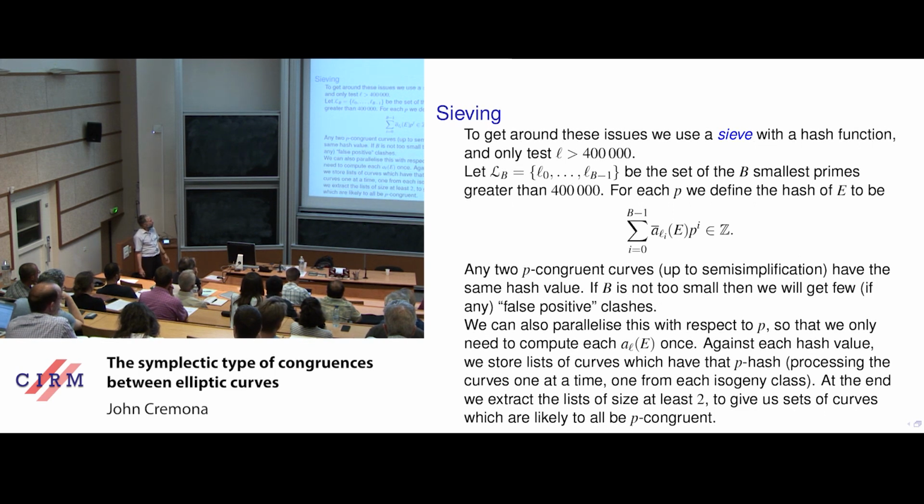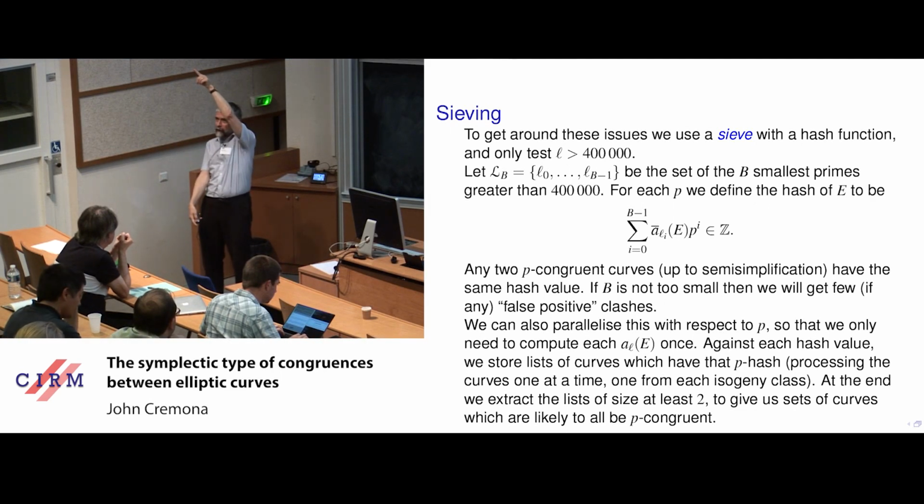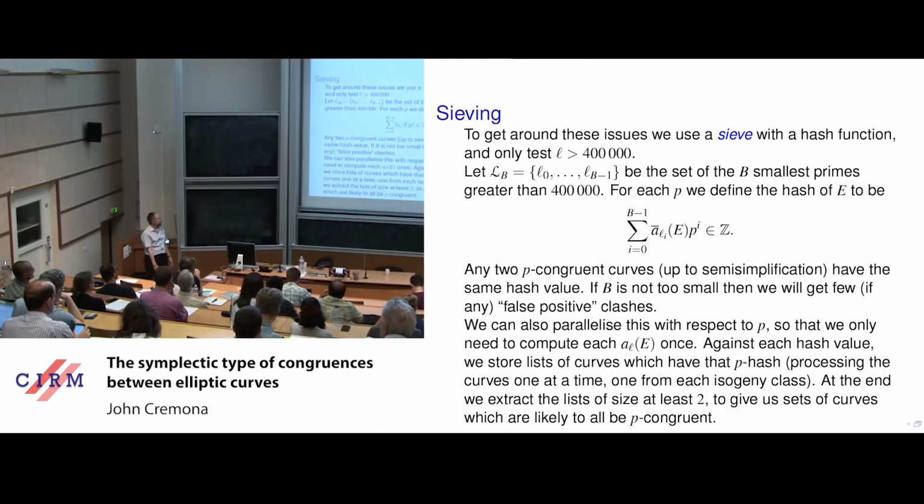So what do you do with these hashes? Whenever you find a hash, you look to see if you've seen the same hash before, and if you haven't, you make a new row in a table. So we end up with a table with the rows indexed by all the different hash values, and against each hash value, we list each curve that we find. If by the end of the whole process, next to one hash value you've only got one curve, then that curve is definitely not p-congruent to anything else.